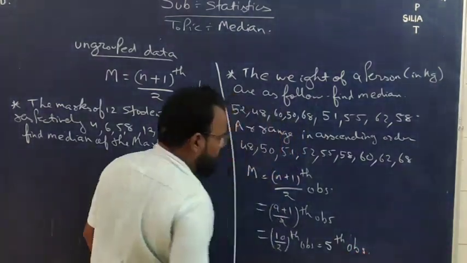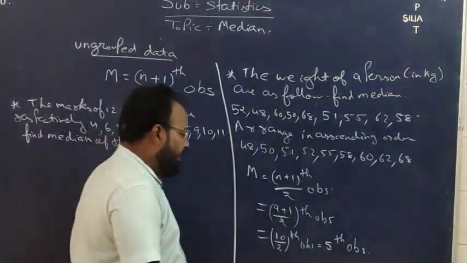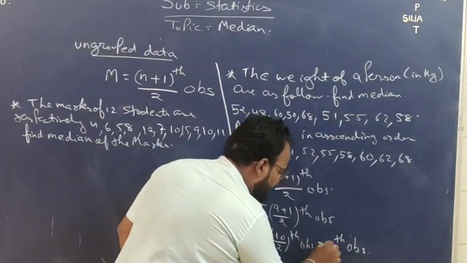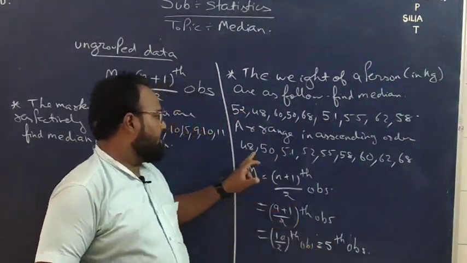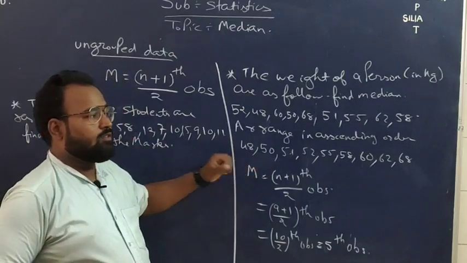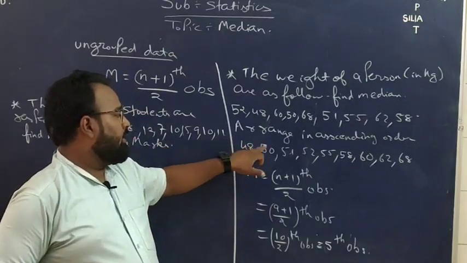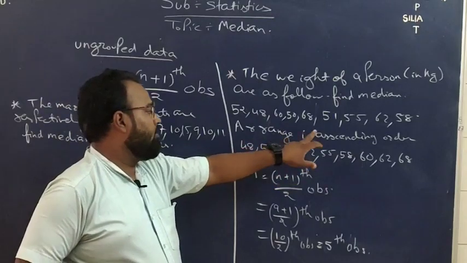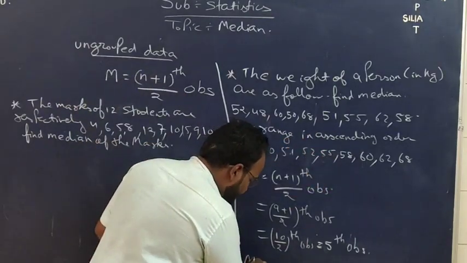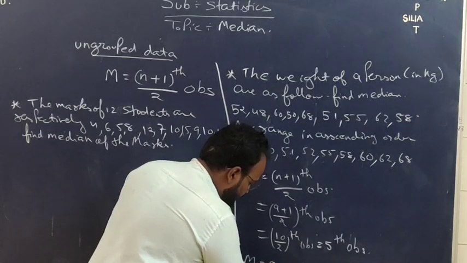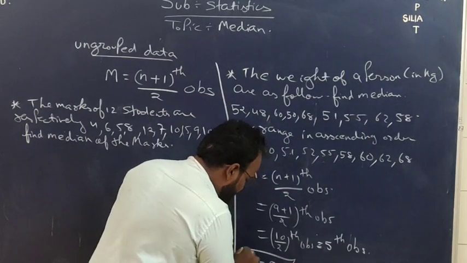That is the fifth observation, but by only writing the fifth observation your sum is not over. You have to see the fifth observation in the arranged numbers. So which is the fifth observation? 1, 2, 3, 4, 5th, that is 55. So your answer for the median equals 55. Okay students?